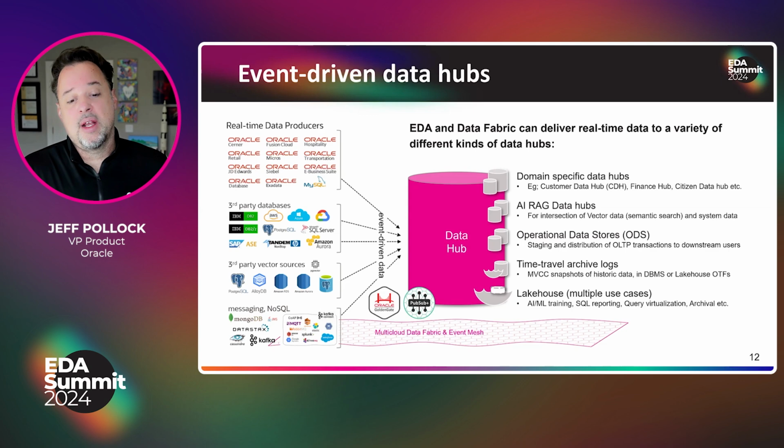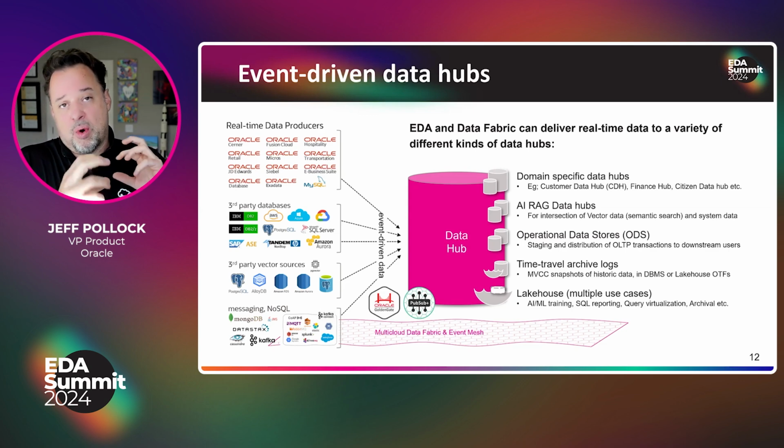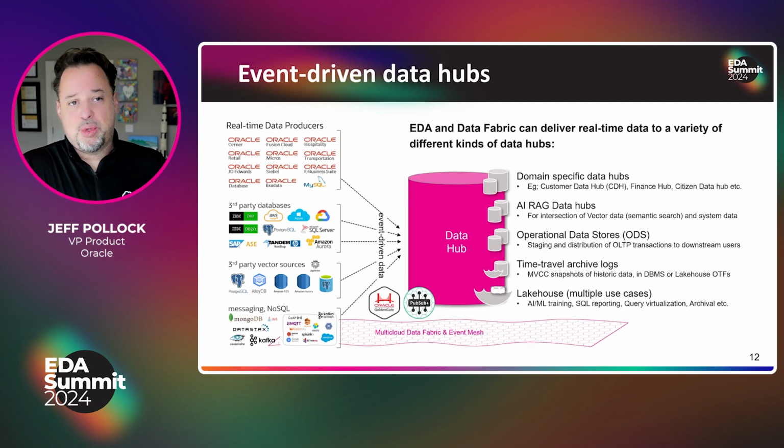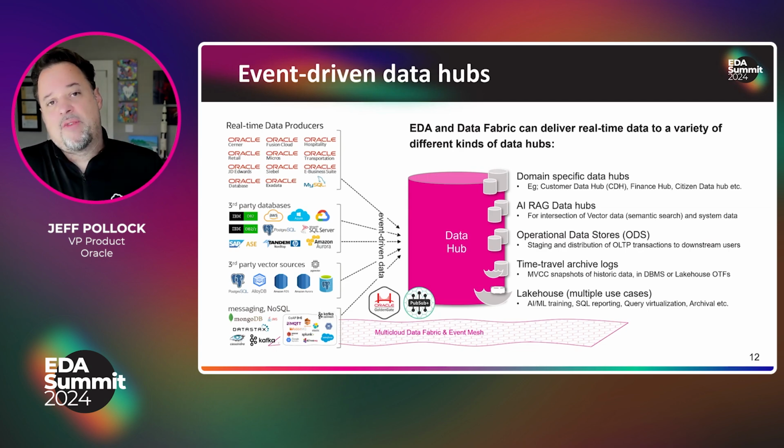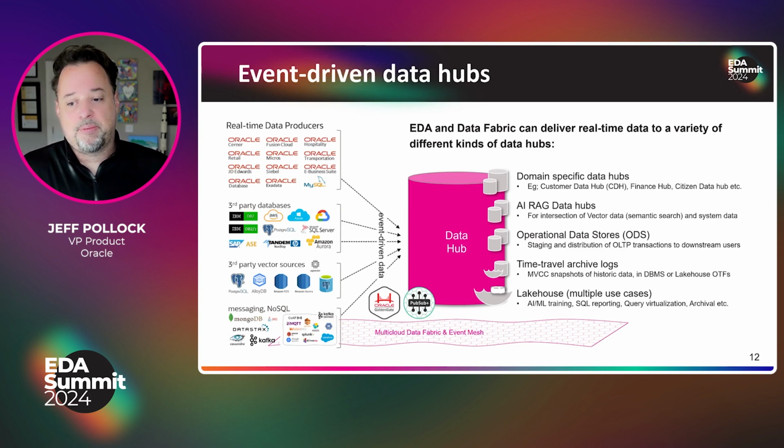So when we look at a multi-cloud data fabric and event mesh type solution, we're able to do change data capture, event capture on the source systems, and then drive those events in real time at a millisecond level latency into the data hubs. And again, whether that's a vector data hub, a relational data hub, a columnar data hub, an Iceberg data hub for a data lakehouse, a variety of different systems and solutions we can support with these tools and technologies.